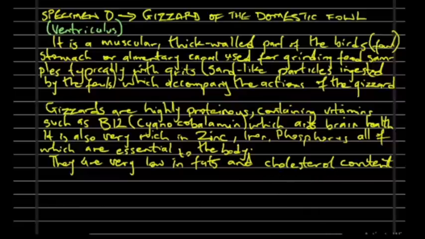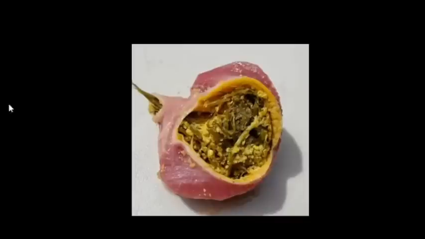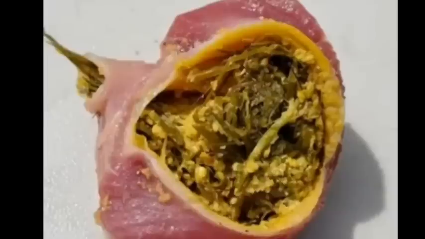So let us see what the gizzard looks like. So this is what the gizzard looks like. We can see it here. So we said it is thick walled. We can see how thick it is now. We can see the wall. We can see it is very thick walled. So that is what the gizzard looks like. We can see it. So all of this inside are the things that have been eaten by the domestic fowl. So it is being ground or blended by the grits.